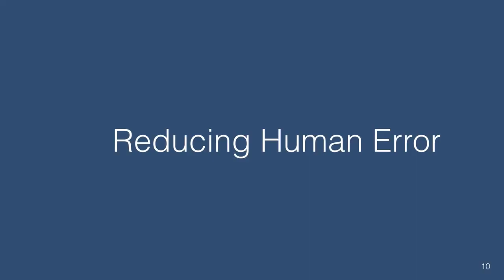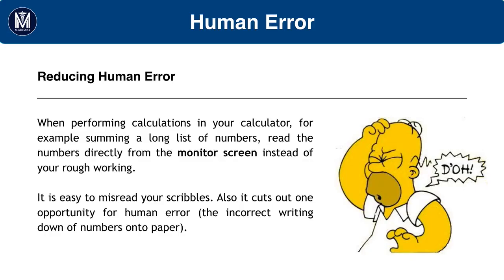So, reducing human error. When you do calculations and write things down on your whiteboard, if you have the same data on the monitor screen, it's a lot better to read the monitor screen than your own writing, because it's so much easier to make mistakes by reading your scribbles and misreading them. So it cuts out the possibility for human error by reading the slides.